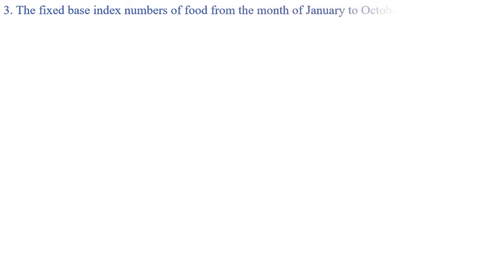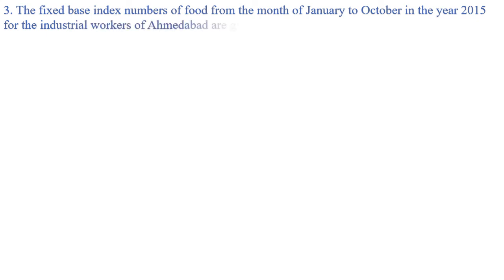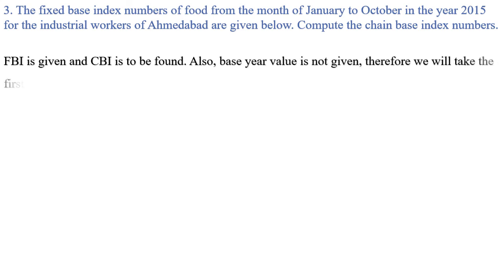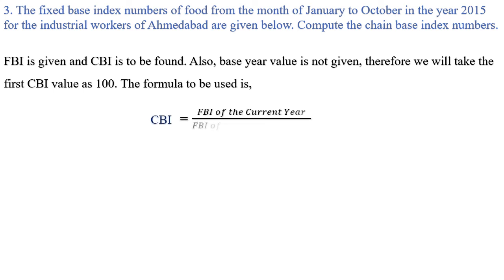Question number 3. The fixed base index numbers of food from the month of January to October in the year 2015 for the industrial workers of Ahmedabad are given below. Compute the chain base index numbers. That means once again we are supposed to calculate the chain base index number. FBI is given. The base year value is not given, and therefore we will take the first CBI value as 100. The formula which we are going to use will be CBI, that is FBI of the current year divided by FBI of the preceding year into 100.